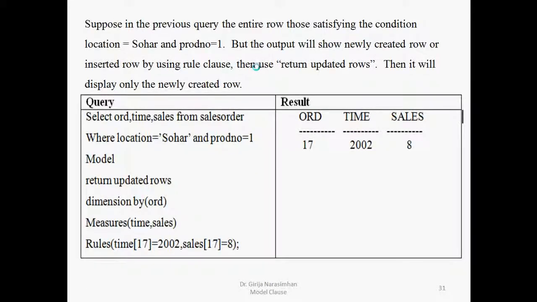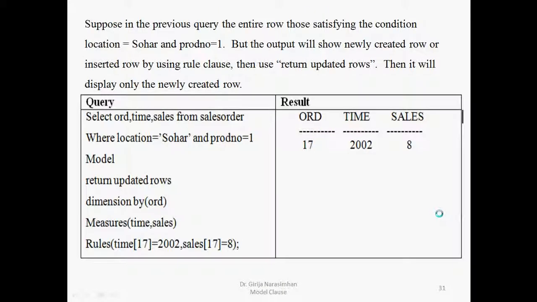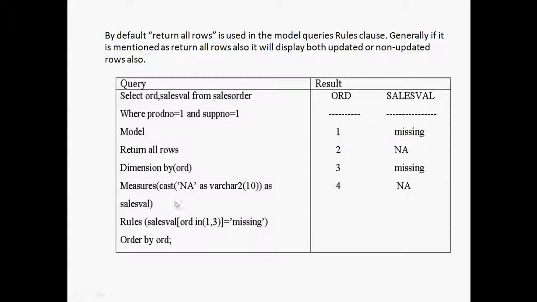Previously we studied return updated rows. Return updated rows means whatever is updated or newly created using the rule, only that it will show. It never displays all the rows. Previously we saw that it displays all the rows. Now I want to display only the updated ones, that is return updated rows. By default, whether you give return all rows or not, it will display all.